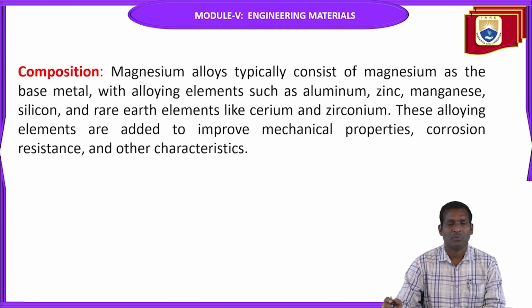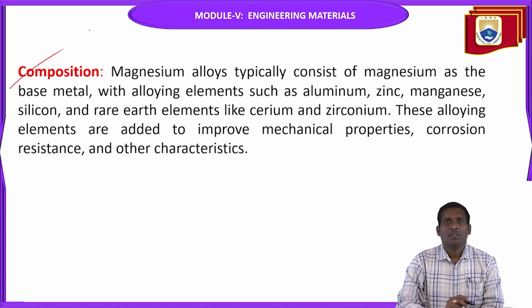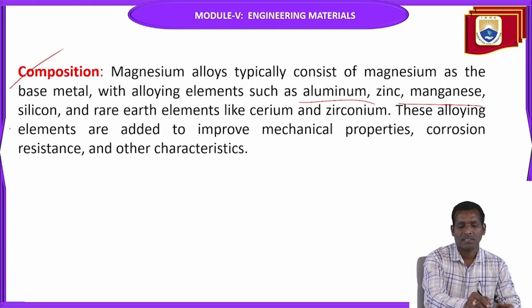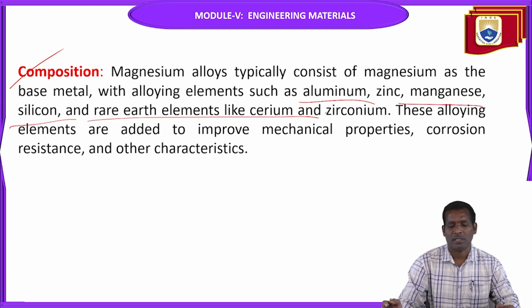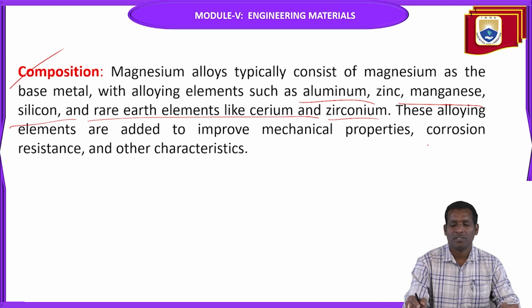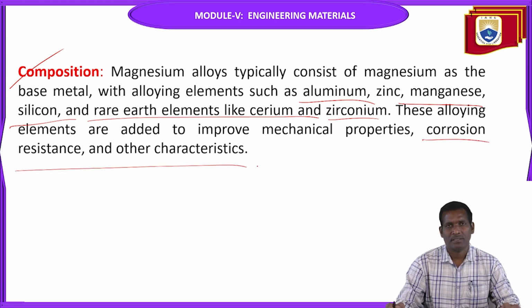This one is composition. The magnesium alloys typically consist of magnesium as the base metal with alloying elements such as aluminum, zinc, manganese, silicon, and rare earth elements like cerium and zirconium. These alloying elements are added to improve mechanical properties, corrosion resistance, and other characteristics. So the main base metal is magnesium, and other alloying elements are added to this base metal.